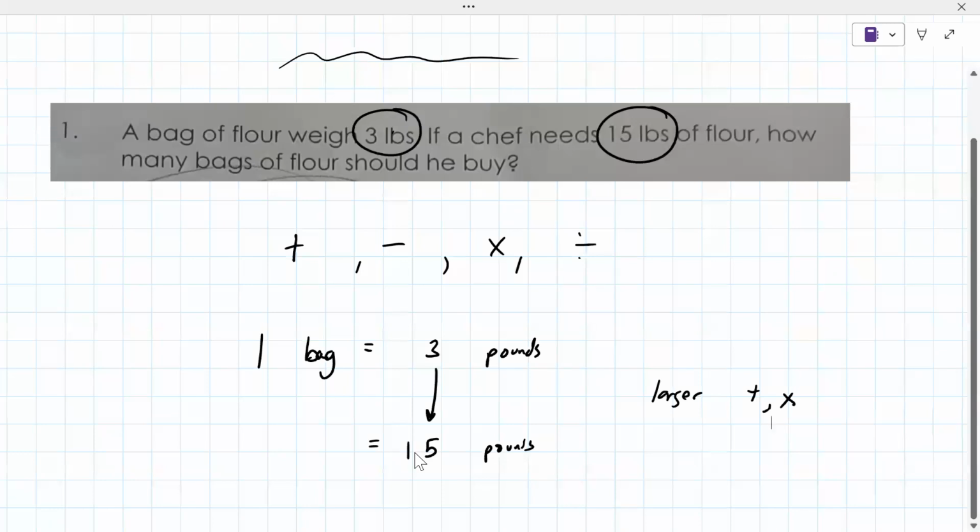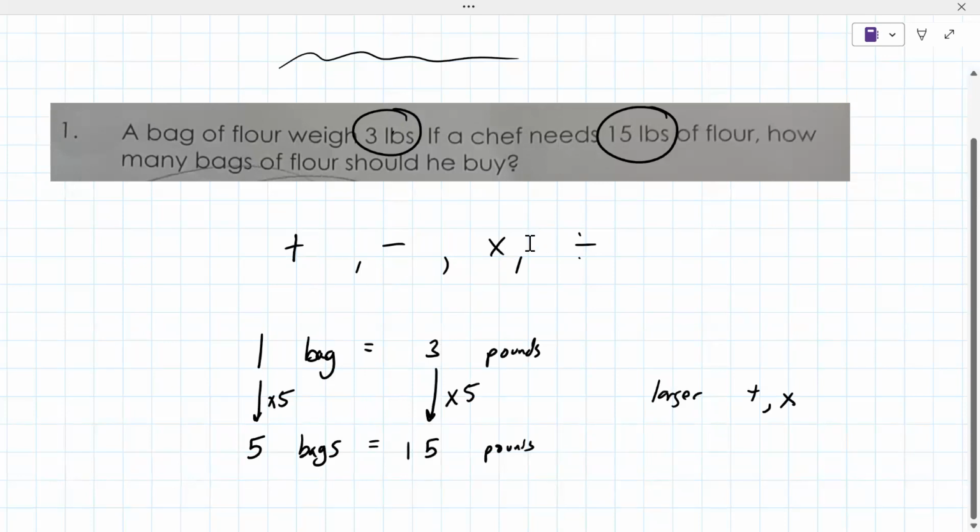5. Okay. So we know that we're multiplying 3 times 5, which means that you have to do the same thing over here. You have to multiply this number by 5. How many bags would that be? 15. Well, 3 times 5 is 15 pounds, but we're interested in the number of bags. What is 1 times 5? 5 bags. Good.